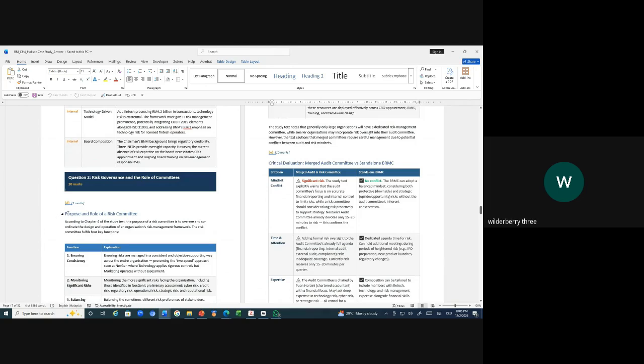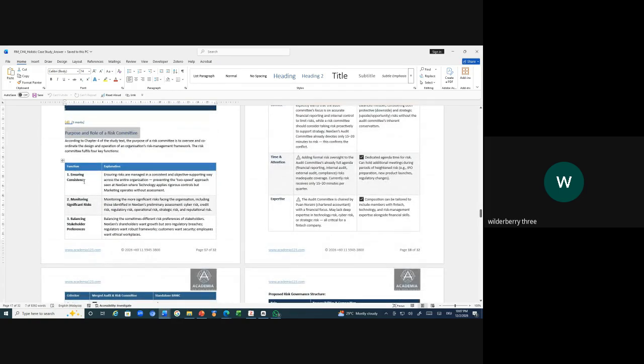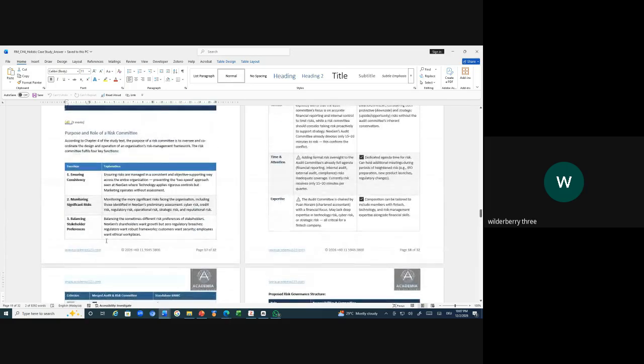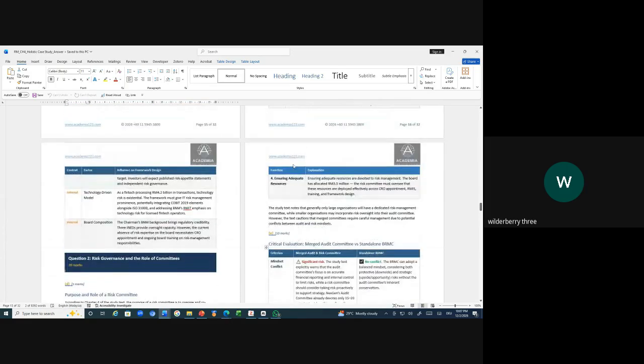What is the purpose and role of the risk committee? Of course, consistency. Of course, monitoring. Of course, balancing shareholder preferences. Often it's just that you really look here. Of course, looking into the cost efficiency, and so on. Sorry, this is ensuring adequate resources. And you see here it's linked.